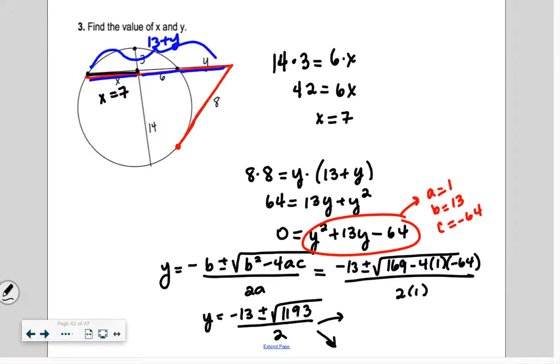4 times 64 is 256 plus 169. What did I do there? Oh, yeah. 425? Is it 425? Well, that's a lot nicer than 1193. Why did I get 1193? Thank you. Yes, bonus point to Anvita.